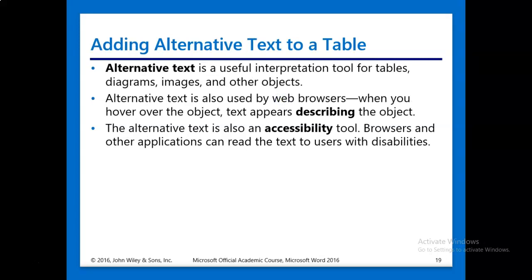Alternative text is a useful interpretation tool for tables, diagrams, images, and other objects. Alternative text is also used by web browsers. When you hover over the object, text appears describing the object. The alternative text is also an accessibility tool. Browsers and other applications can read the text to users with disabilities.